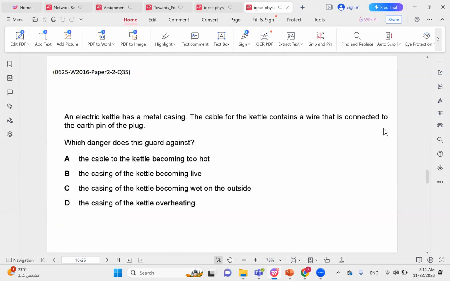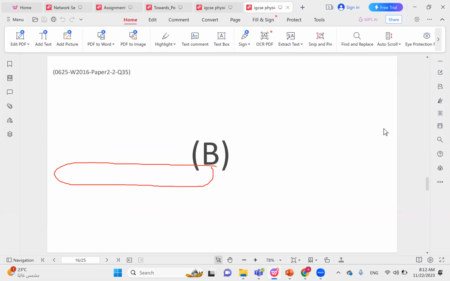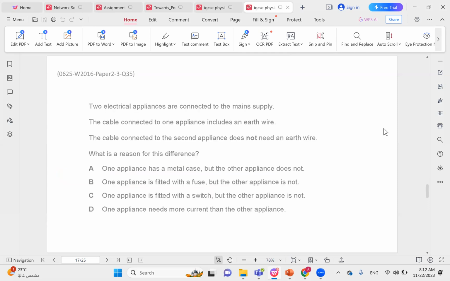An electric kettle has a metal casing. The cable for the kettle contains a wire that is connected to the earth pin. Which danger does this guard against? Like we said, earth wires protect us from the casing of the kettle becoming live. So the correct choice here is choice B.